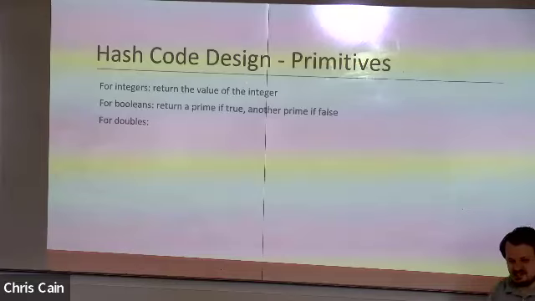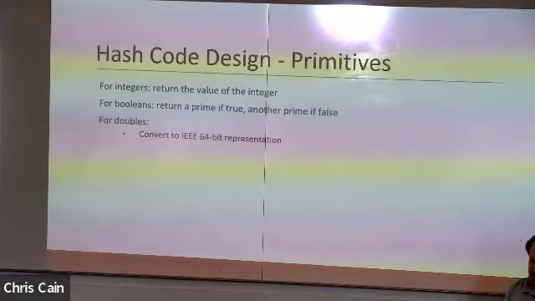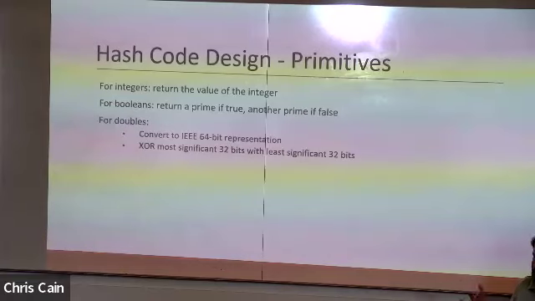Ideally, your table size is also prime. We talked about, for doubles, converting it into the associated 64-bit representation, and then we XORed the most significant 32 bits with the least significant 32 bits. And that gave us an integer, since we know that doubles are 64 bits, and integers are 32 bits. If you XOR 32 bits with 32 bits, you get 32 bits back. So you get a legal integer representation that is basically random.